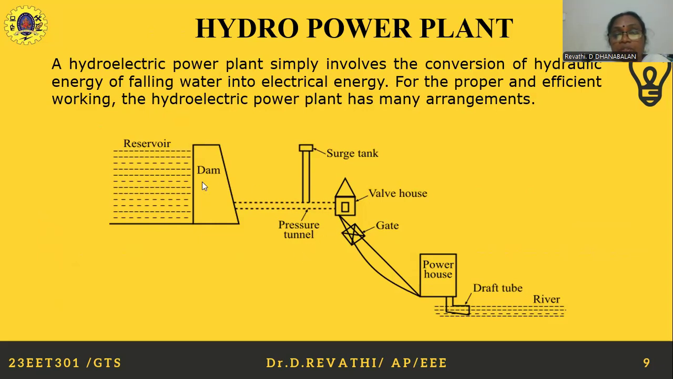What components does it have? See the diagram inside. Yes: reservoir, dam, surge tank, pressure tunnel, valve house, gate, power house, and draft tube. Normally a reservoir contains the water; it stores the water. Through the dam, we send the water onward.